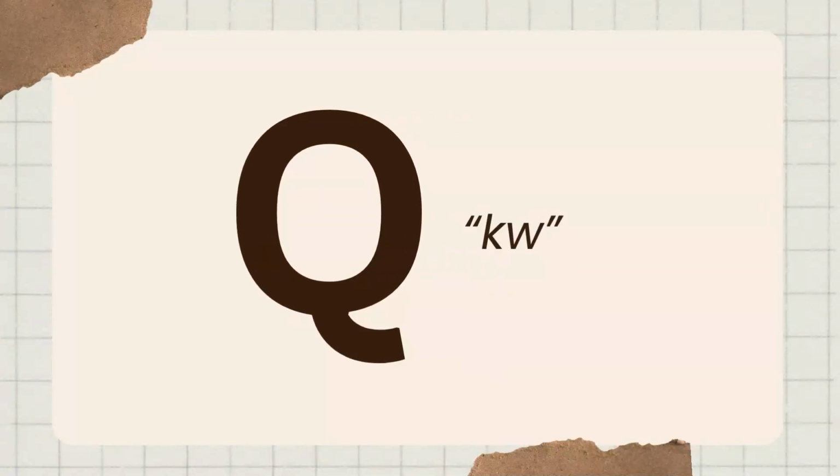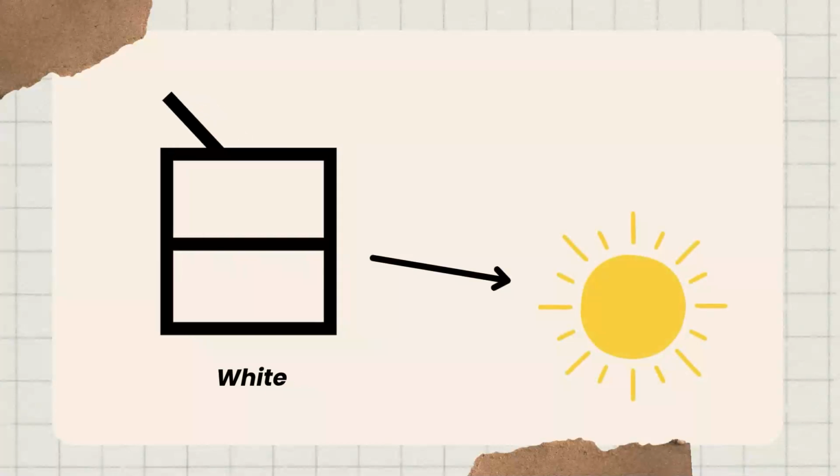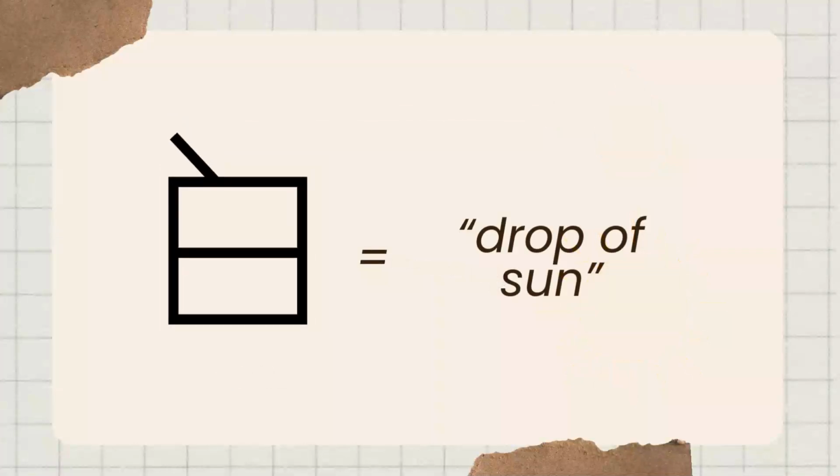The letter Q has no equivalent in the Greek alphabet. In Latin, Q, which had the Q sound, and was often paired with U, can be interpreted by analogy with a kanji character that represents the word white. In that kanji, the square crossed by a line symbolizes the sun, while the small diagonal stroke at the top represents a drop. The sign thus reads as drop of sun, a poetic image.